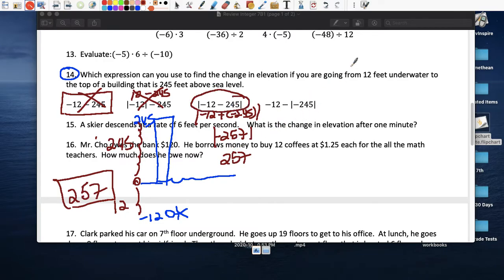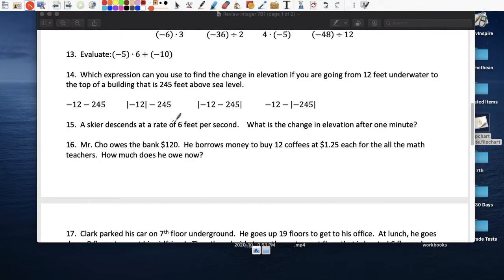And the last one, again, we can completely ignore because we end up getting negative 12 minus the absolute value of 245, which is 245. Now that's going to actually get us negative 257. So the only one that has a final answer of positive 257 is the third expression.